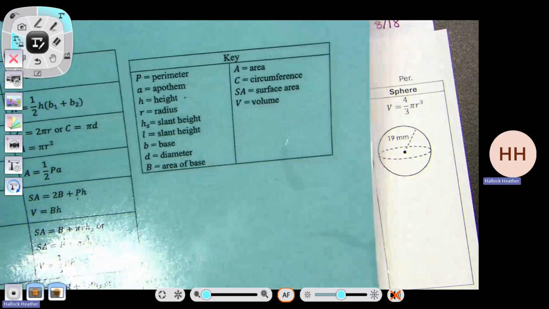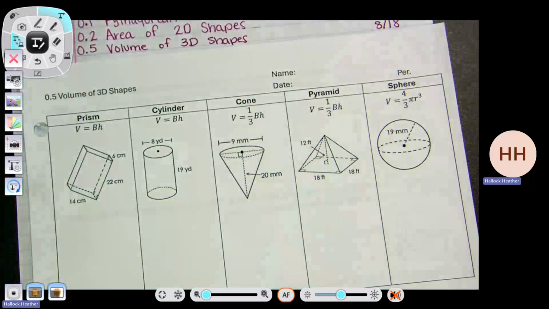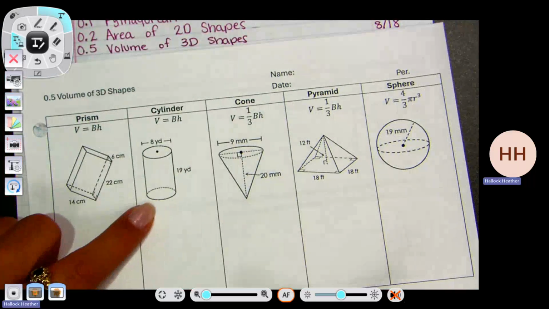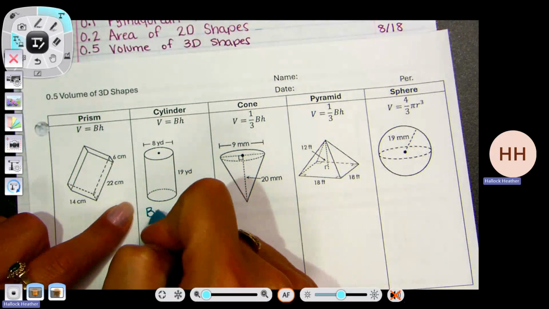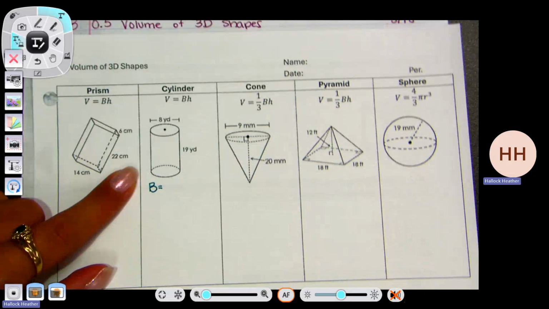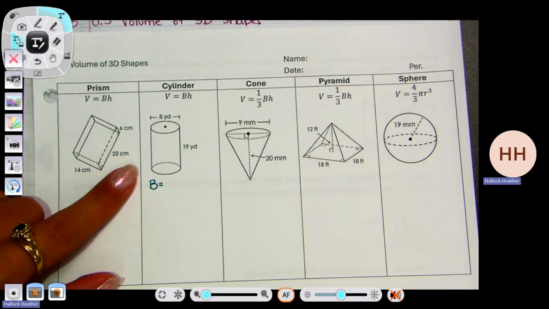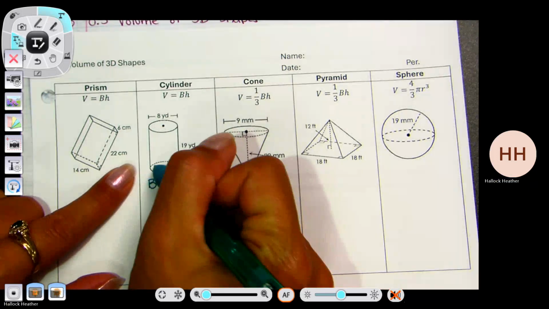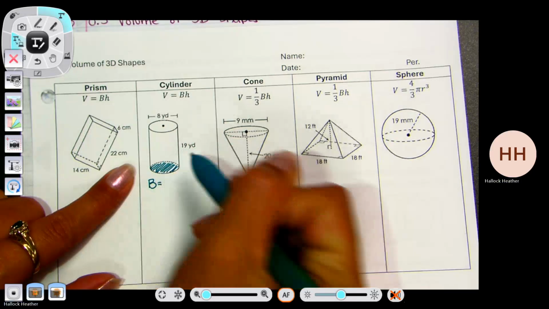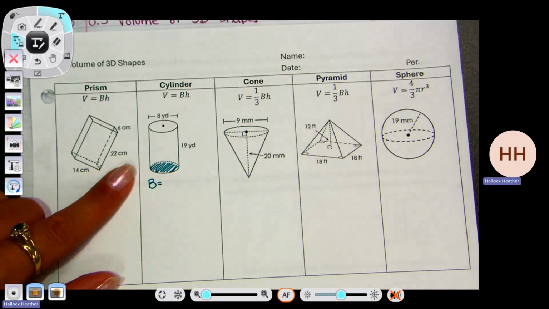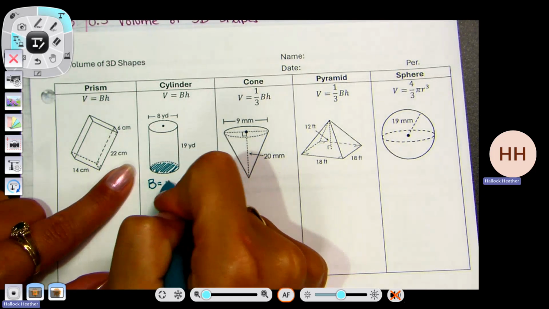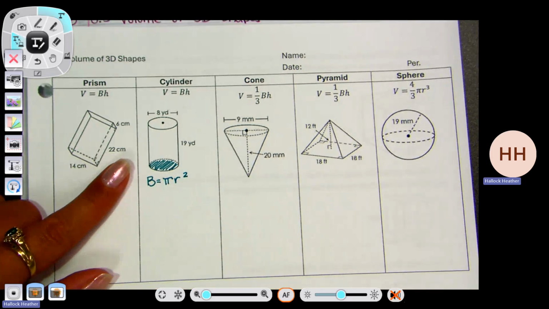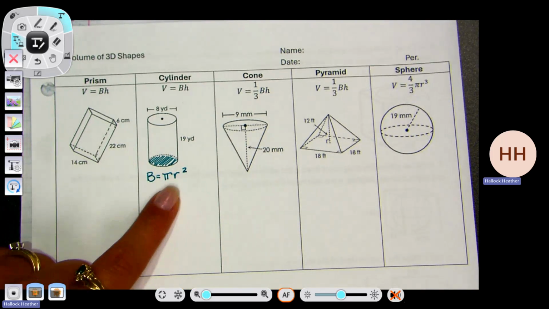So first, we're going to find big B, capital B, off to the side. What shape is your base if my shape is a cylinder? It's a circle. So I'm going to shade in my base. Now, big B is the area of the base. Looking at your formula sheet, what's the formula for area of a circle? Pi r squared. This is what we did on Friday, two-dimensional shapes. So first we're going to find big B, which is pi r squared.